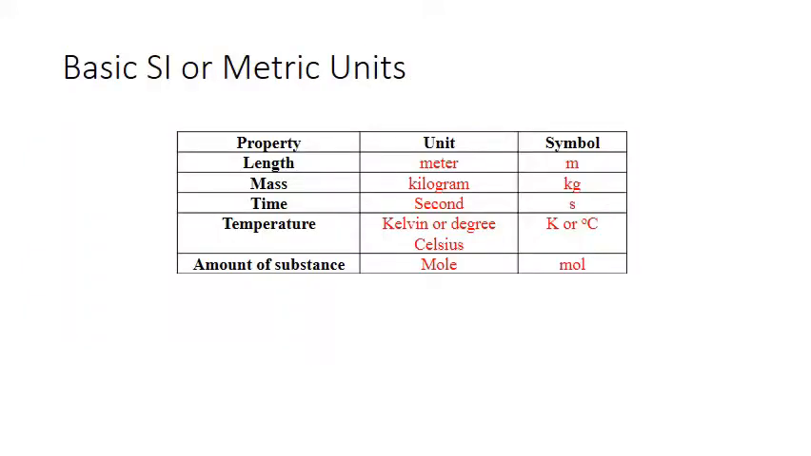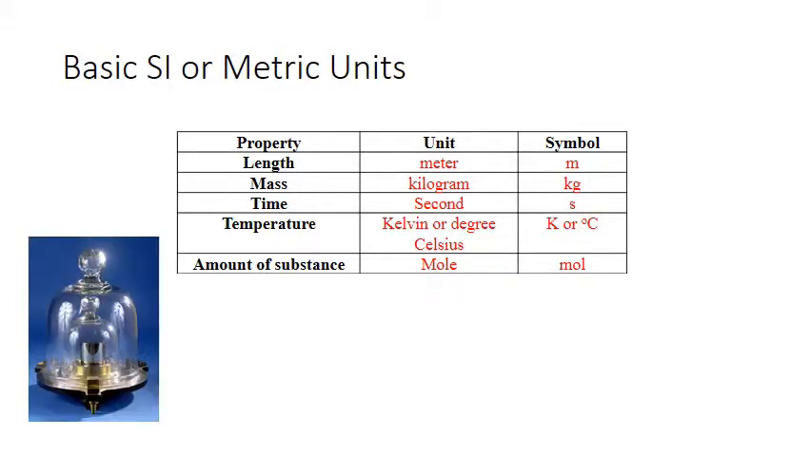In chemistry, we use the metric or international system of units. This is often abbreviated SI. Here are some of the most common properties you will measure and their associated units. The magnitude of each of these basic units is defined relative to a standard measurement. For example, the standard kilogram is the mass of a cylinder of platinum iridium alloy kept in France. Any object with the same mass as that cylinder has a mass of 1 kilogram.